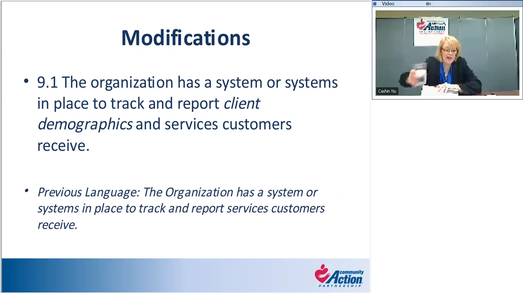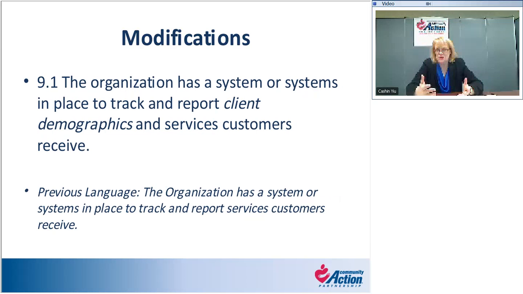9.1 and another one on 9. I didn't put all the numbers on here. My apologies. So 9.1, the organization has a system or systems in place to track and report client demographics and services. The previous one just said services, and again, system or systems. So you're going to have multiple systems possibly.